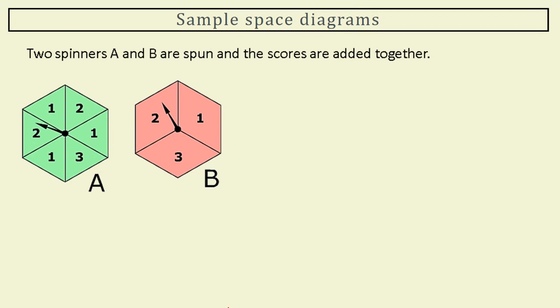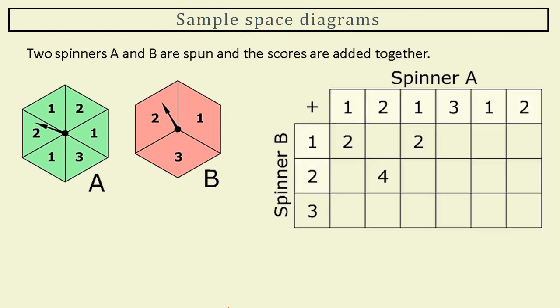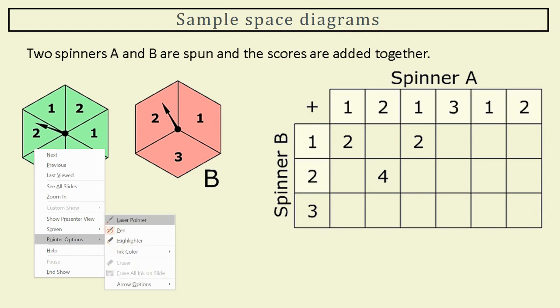Okay, say what's the probability of getting a 4 is a question we could ask. When we spin these spinners, what's the probability that when we add the numbers together, we get a 4? So we start off with a sample space diagram, and we draw it out just like this. It's just like a table.